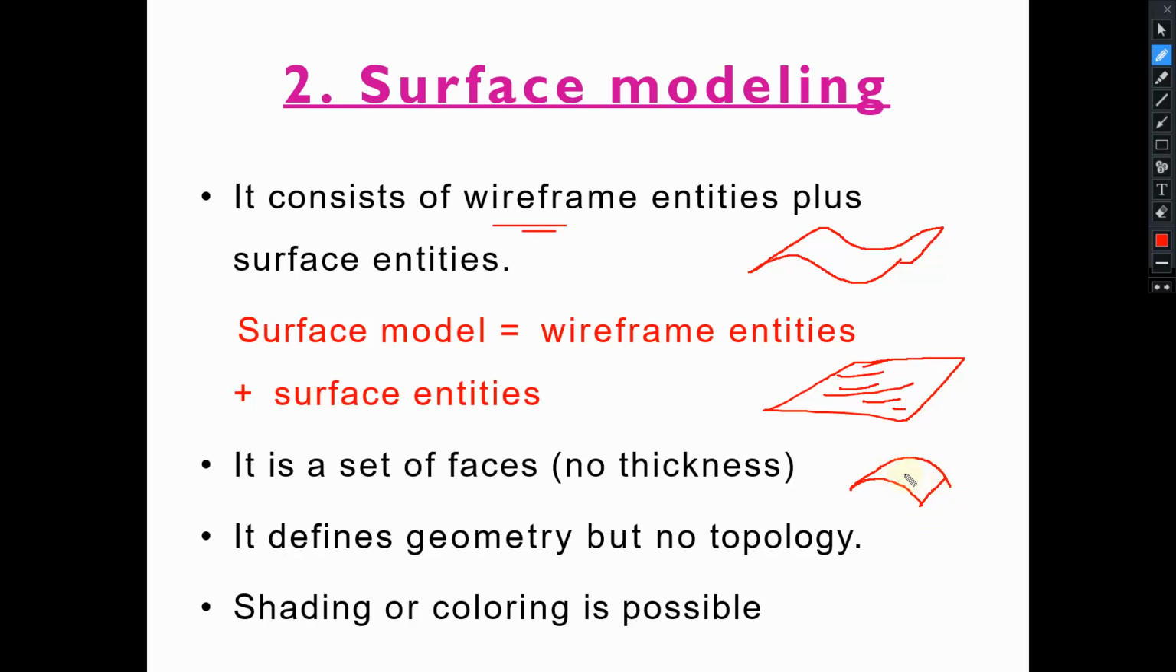This will not have any thickness. It will be just creating a sheet which is curved like this. Okay. And again, it defines geometry, and there is no topology. And shading or coloring, again, it is possible because we have created a surface, and the surface can be given certain colors or shades.